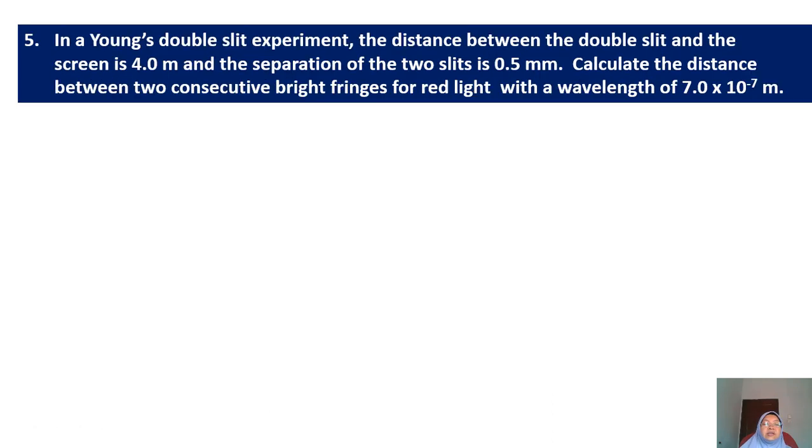One more question, light wave. Young's double slit experiment is referred to light wave. Distance between double slit and screen is 4 meter. This is D. Separation of the two slits is 0.5 millimeter. This is a. So calculate the distance x, and the lambda is given.